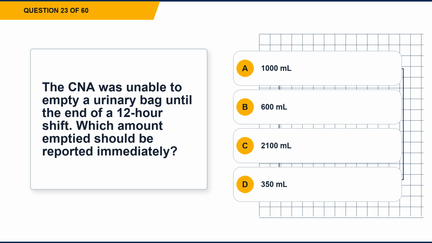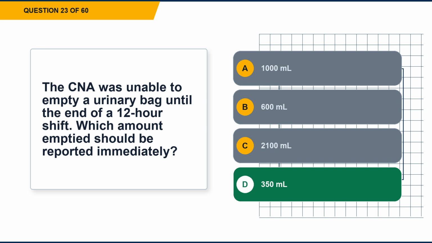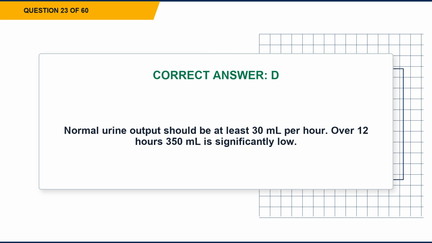The correct answer is option D, 350 milliliters. Explanation. Normal urine output should be at least 30 milliliters per hour. Over 12 hours 350 milliliters is significantly low.